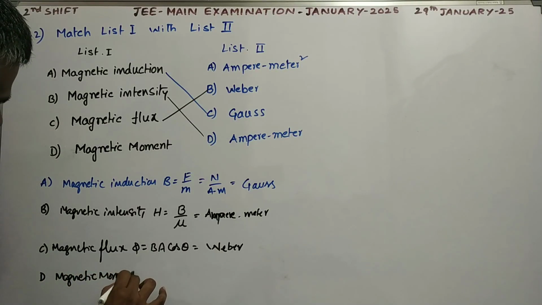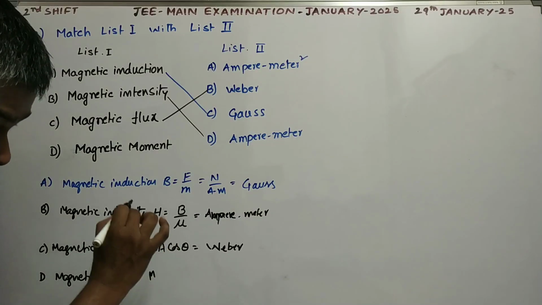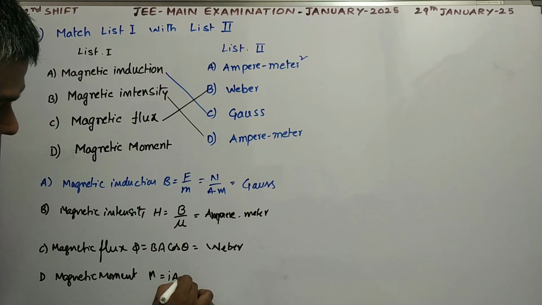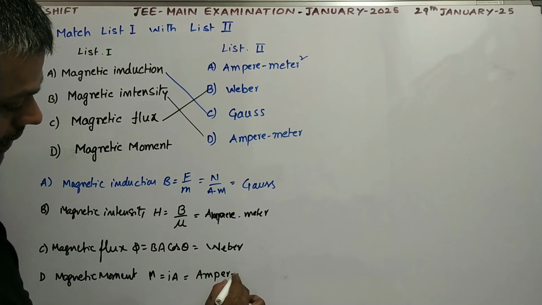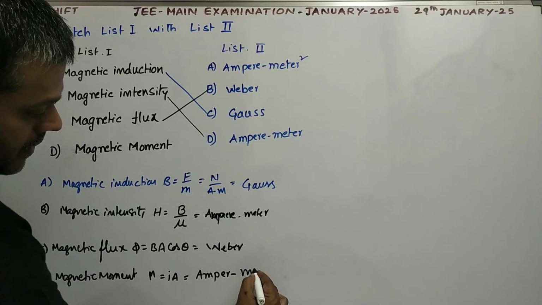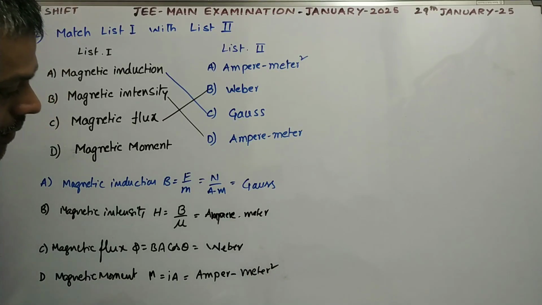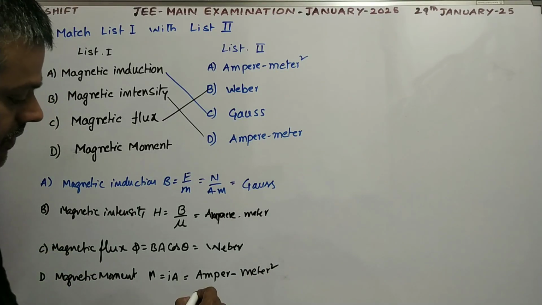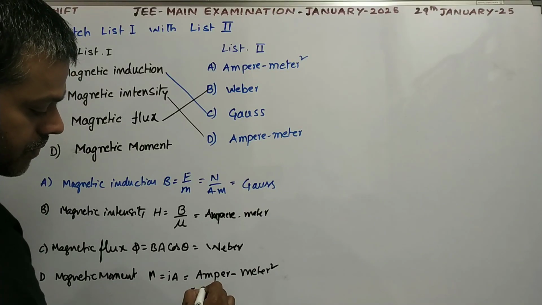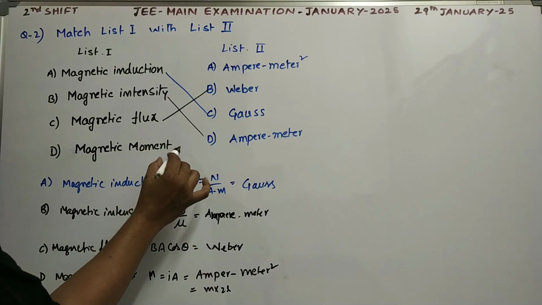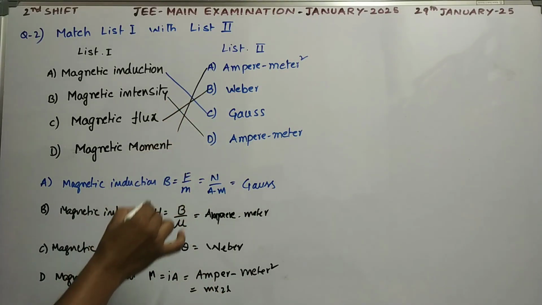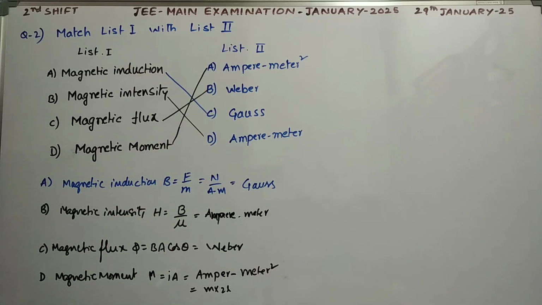Next, magnetic moment. Magnetic moment M is equal to I into A, where I is current in ampere and A is area, so the unit is ampere meter square. Actually it is also obtained from pole strength into length of the bar magnet: ampere meter into meter, that means ampere meter square. This is the unit of magnetic moment.